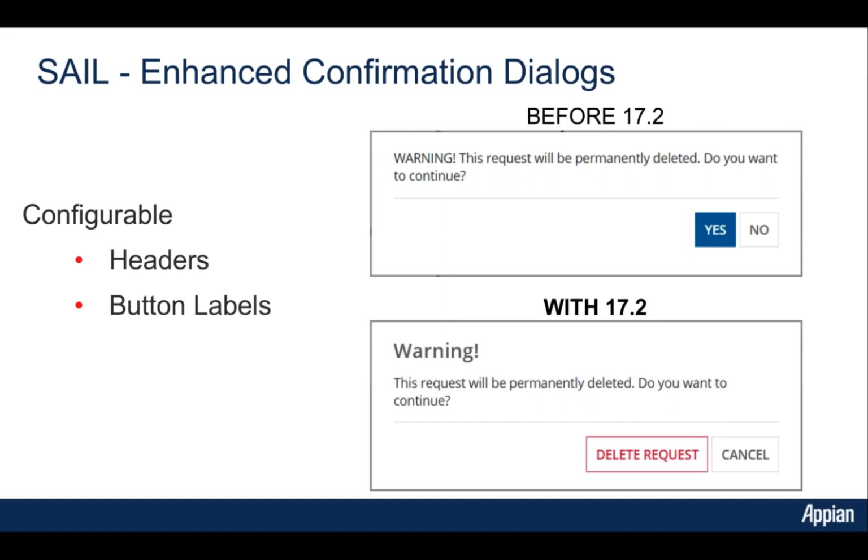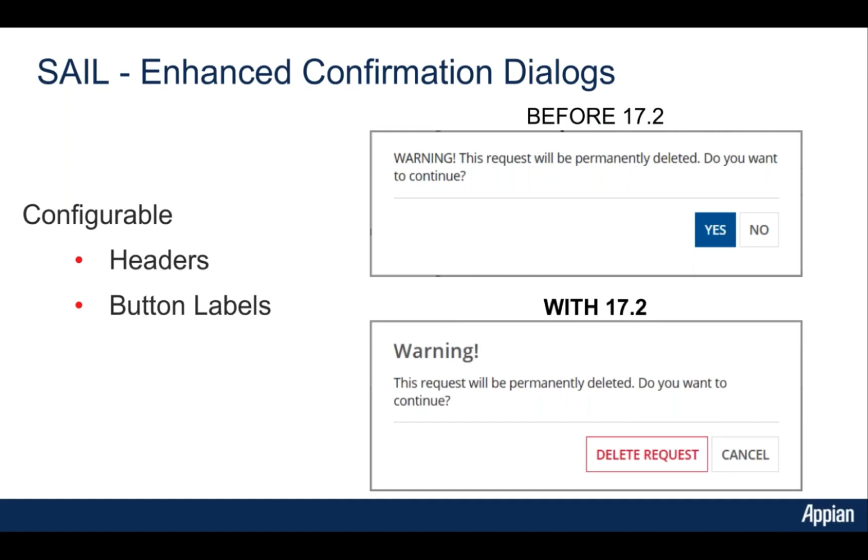Now you have a little bit more styling control. I have a configurable header. The header now has a stronger emphasis, being both bolded as well as a larger font in that warning message. You still have the same text control down below. And then at the very bottom, of course, I have the button labels. So I can actually configure the button labels to, rather than say yes or no, say something like delete request.